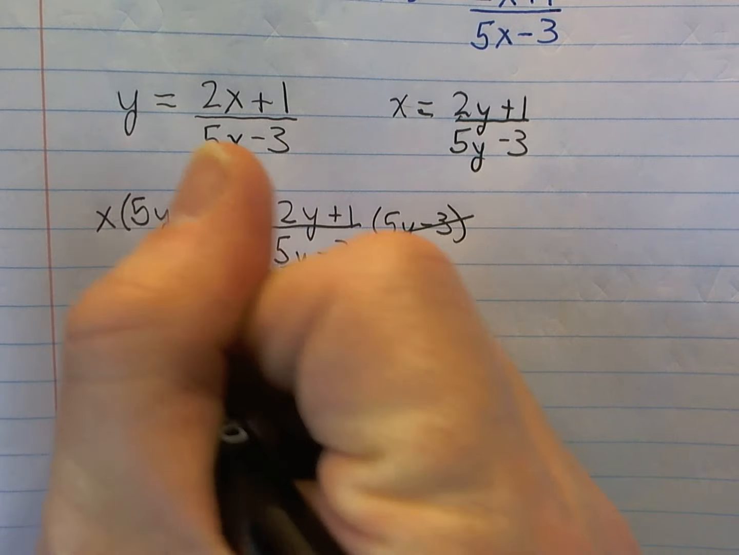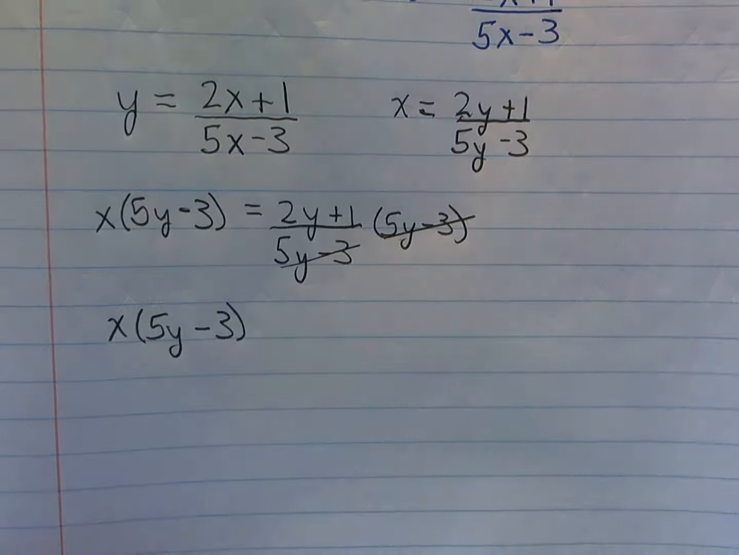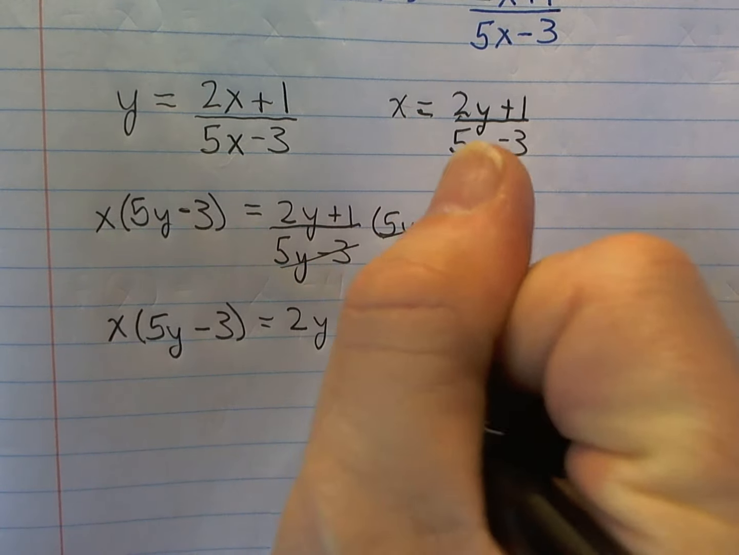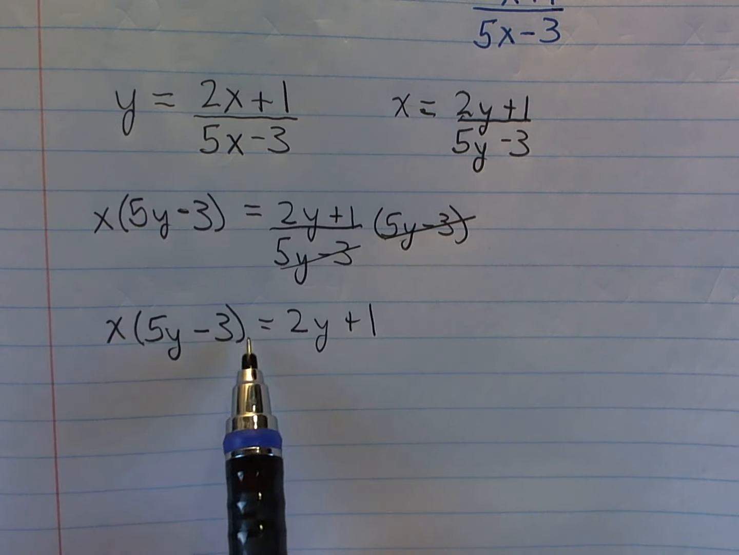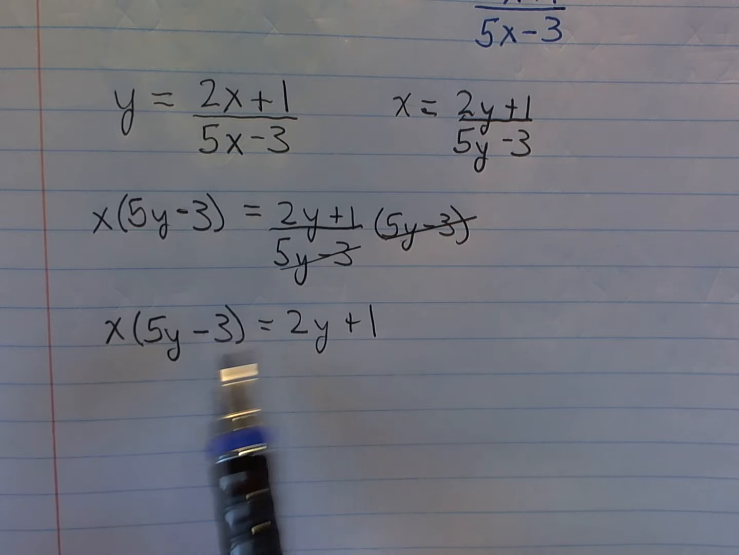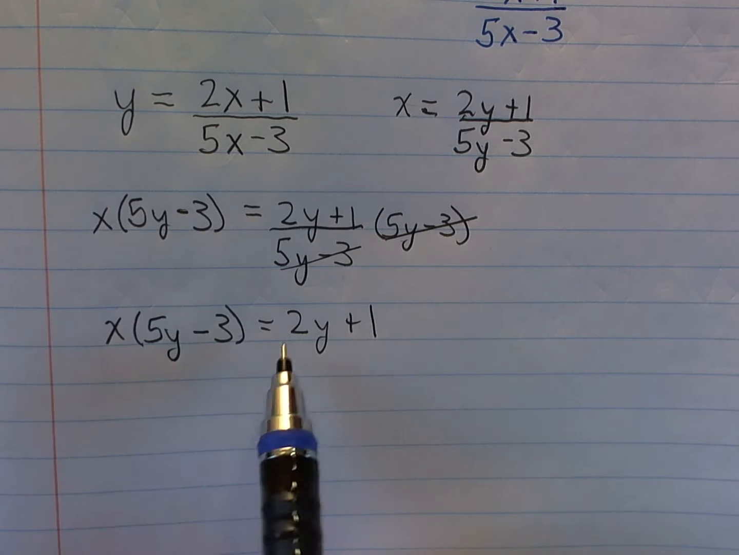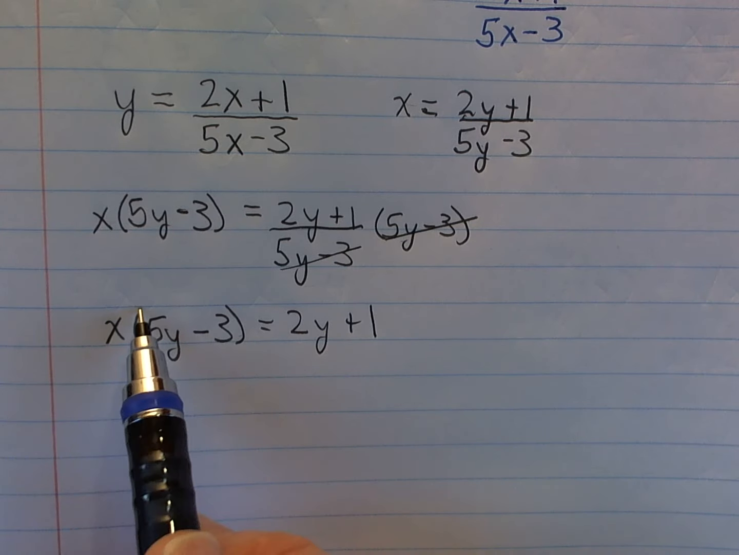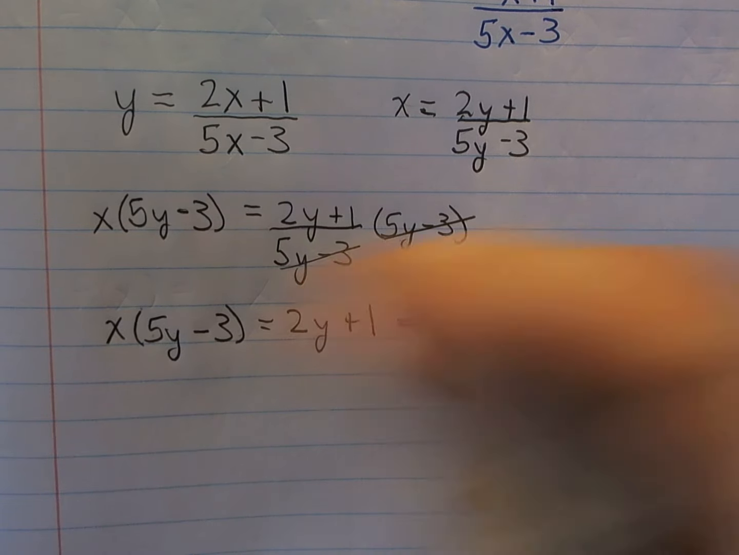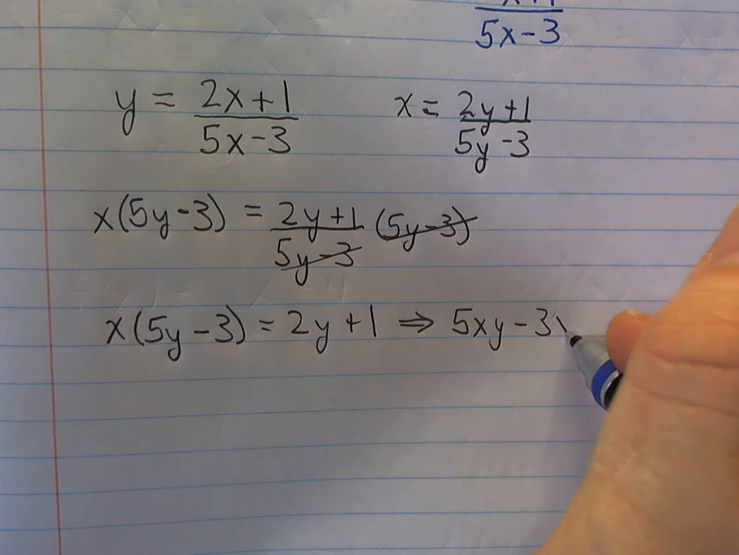So now we've got x times 5y minus 3 equals 2y plus 1. So this looks a lot better than this equation up here. This looks like something that maybe we can work our way through. Now, remember, I'm solving for y. The y is trapped inside this parenthesis. So I'm going to multiply through, and I get 5xy minus 3x.